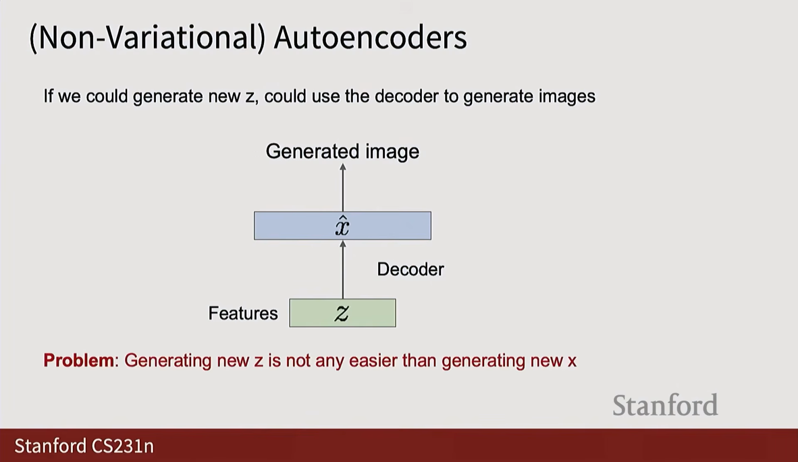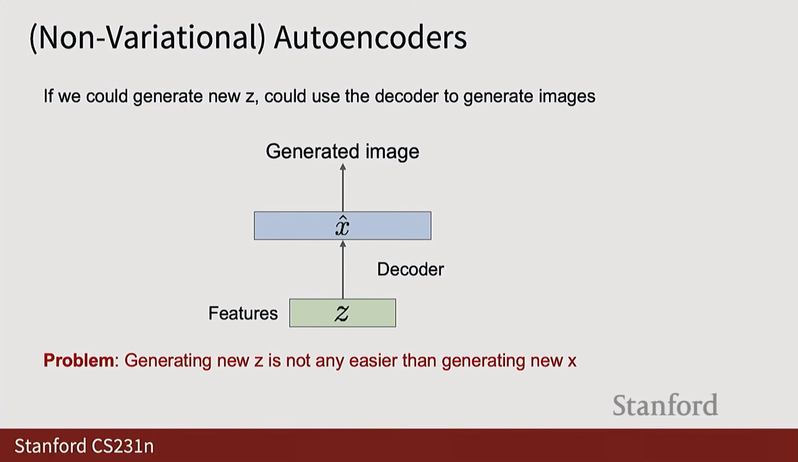But the problem is that we've just kind of kicked the can down the road here a little bit, because we said if we want to generate images, we want to generate X's, we have a data set of X's. How do we do that? We said we're going to solve that by training this autoencoder, and now we have a data set of Z's and we need to sample in Z space. It's not any easier. So we're kind of stuck.